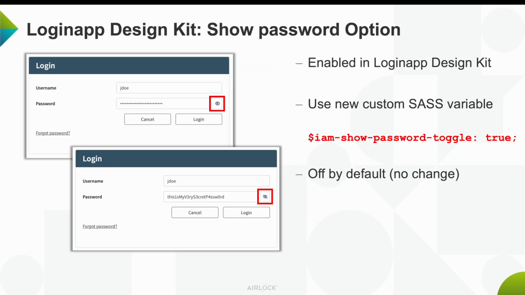In the login app, it is now possible for the end user to show the password that the user typed in. So the user can click on the eye symbol to show the password and click again on it to hide it. This feature is not enabled by default, so nothing changes for existing login app configurations. It can be enabled by using a new SAS variable in the login app design kit as shown here on the slide.